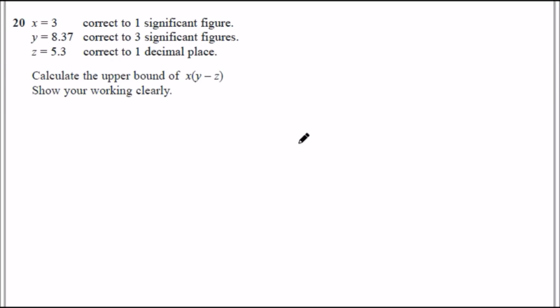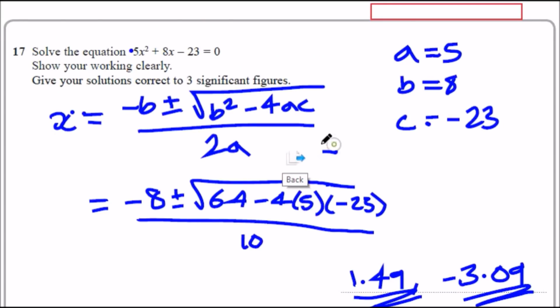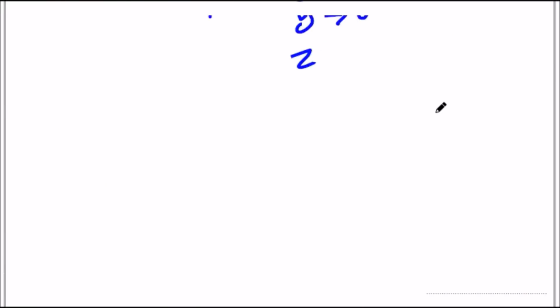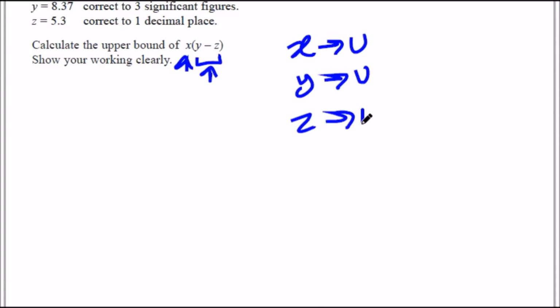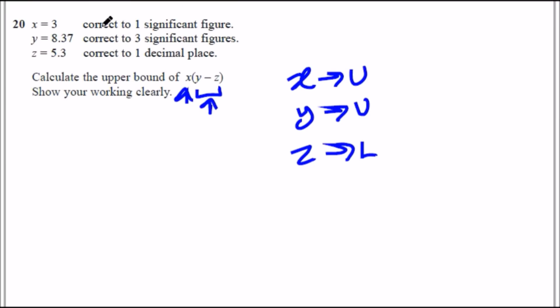Okay, so to find the upper bound, whenever we multiply x by this entire quantity, we need to find the absolute maximum values of both of them. To do that, we just need the upper bound for x, which is easy. For y minus z, we want to find the biggest range. So this means we need to find an upper bound for y and a lower bound for z, because it gives the biggest range, which will give you the biggest multiplier. So to summarize, we want x to be upper bound, y to be upper bound, and z to be lower bound. Okay. Now let's find the appropriate figures.